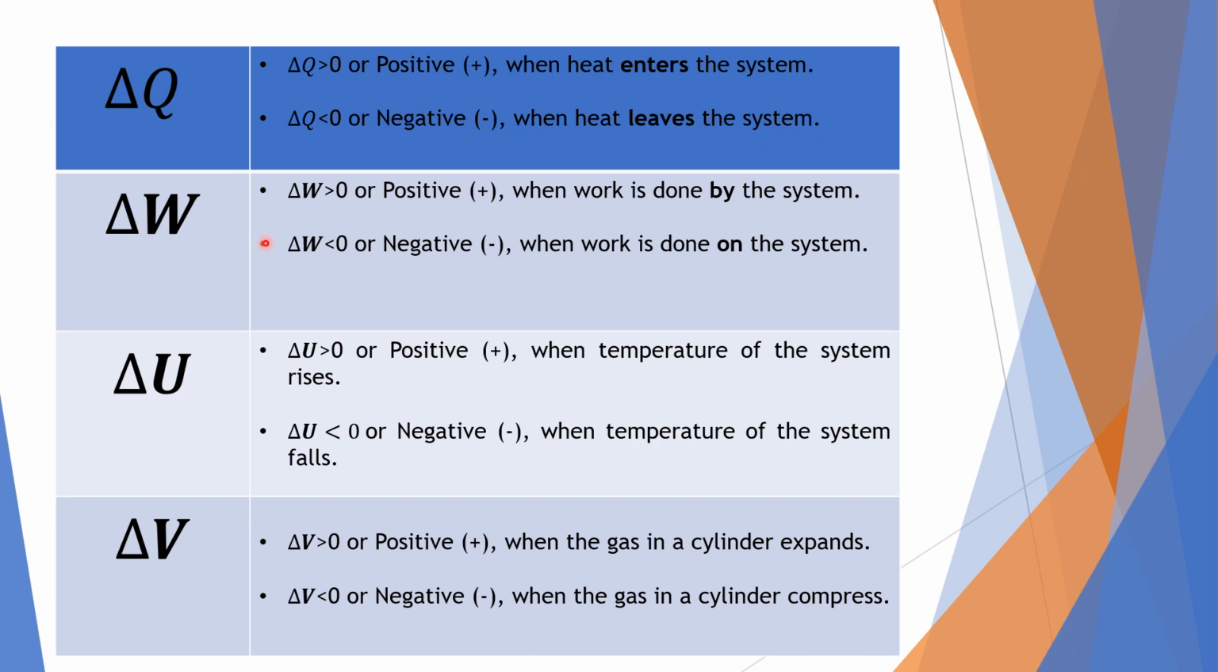If we talk about work done, delta W is greater than zero, or positive, when work is done by the system, and delta W is less than zero, or negative, when work is done on the system. If we talk about internal energy, delta U is greater than zero, or positive, when the temperature of the system rises, and delta U is less than zero, or negative, when the temperature of a system falls. And change in volume delta V is greater than zero, or positive, when the gas in the cylinder expands, and delta V is less than zero, or negative, when the gas in a cylinder compresses.